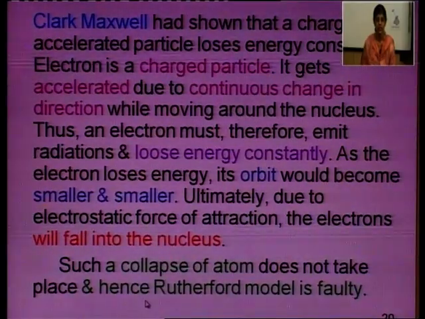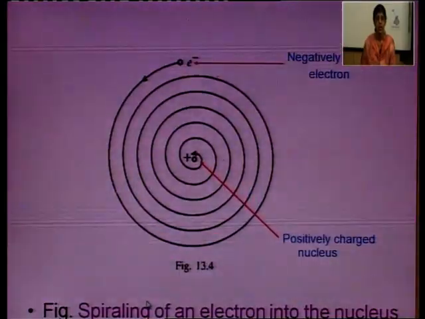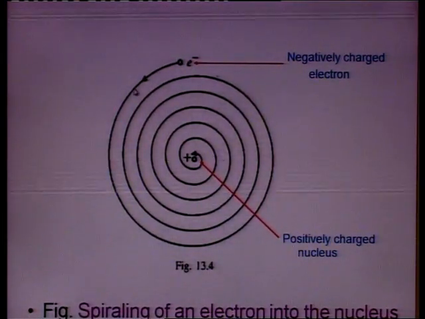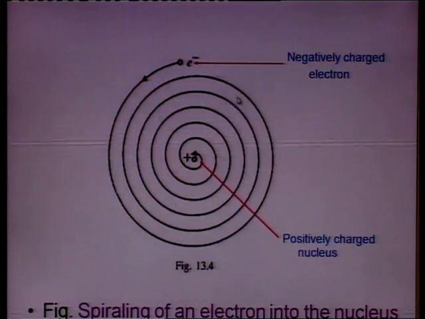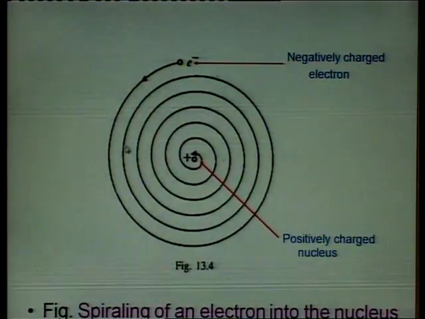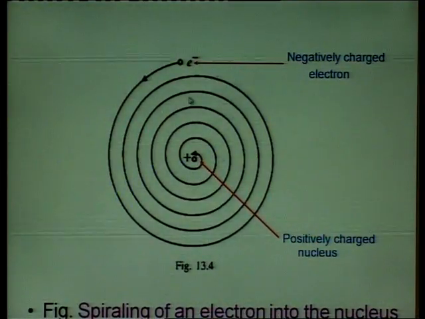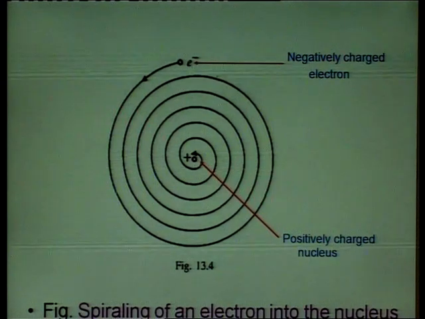Now, let us see the diagrammatic representation of this. This is it. According to Maxwell theory, electron is continuously revolving around the nucleus, so it should lose energy, and ultimately the path of its orbit should go on decreasing. This way it should go on decreasing, and ultimately the electron should fall into the nucleus. So, this is a great drawback of the Rutherford's model of atom.